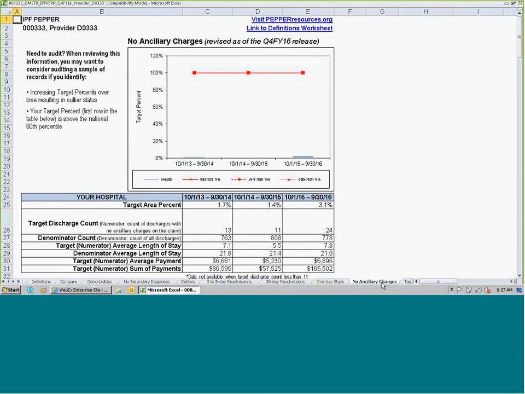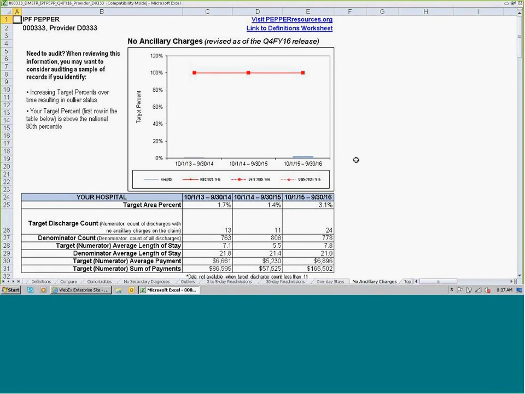And so this particular provider does not have very many claims at all or discharges where there aren't any ancillary charges, and so that would be considered a good thing. You can see their target area percent is very small, barely visible here on the graph.